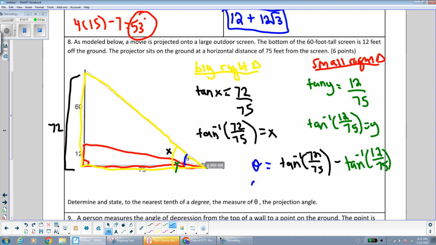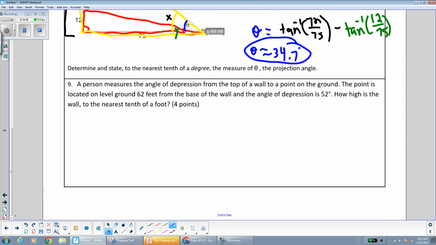I'm going to put this into my calculator and round to the nearest tenth, and that will give me the value of the angle I'm looking for. So I'm typing in second tangent, 72 over 75, minus second tangent, to get inverse tangent, 12 over 75. And I got that angle theta is approximately 34.7 degrees. Okay, moving on to the next one.